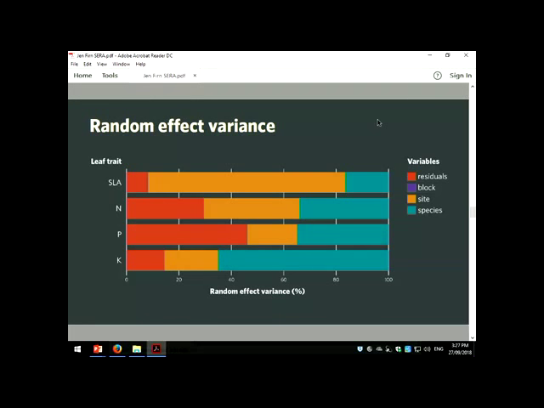To understand the lack of response by SLA to the treatments, some of it is revealed by these random effects. You can see a fair bit of variation was explained at the site level, as opposed to the residuals, which are shown in red, the leftover variation to be explained by the experimental treatments. So there is more residual variation, but with potassium you can see an interesting amount of variation explained at the species level, whether or not a species will take up potassium in response to increased availability.